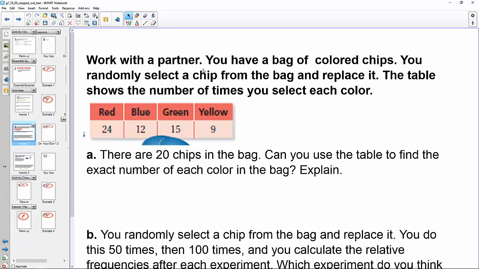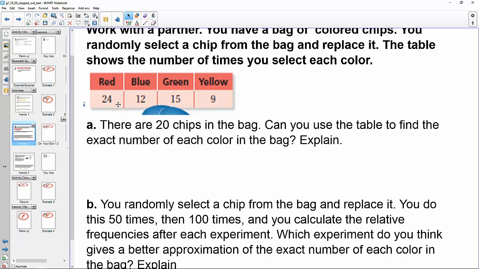If we look here, it says work with a partner. You have colored chips. You select chips from the bag and then replace it. So if I take a green out, I'll then put the green back in. The reason we do that is because the total amount of outcomes stays the same, since you don't remove a chip from the bag. So every time you do it, you still have 20 chips in the bag. Could you use this table to find the exact number in the bag? I want you to think about this for a second. What can you do?